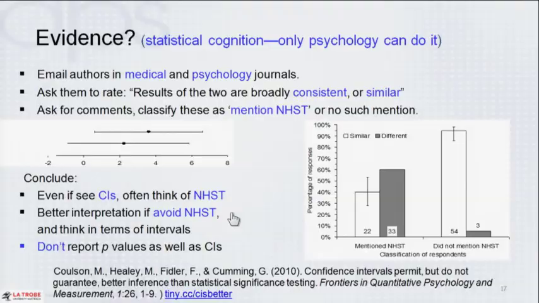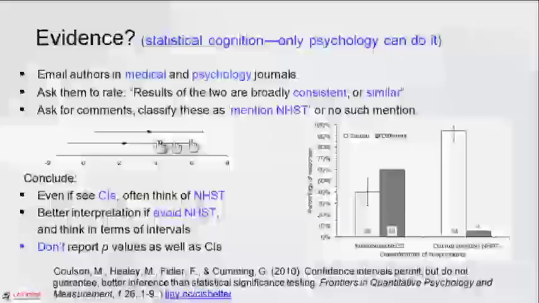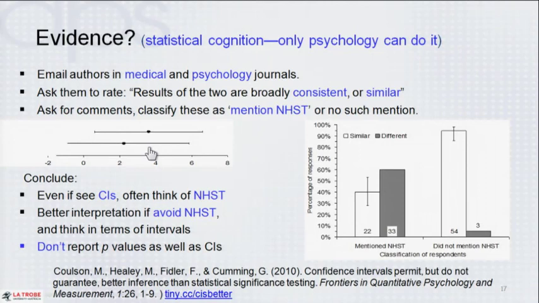Second point, that we do in fact make better conclusions very frequently if we think in terms of the intervals themselves and we resist any temptation to think in terms of p-values. And so think of these intervals as overlapping and draw our conclusions there without invoking NHST.